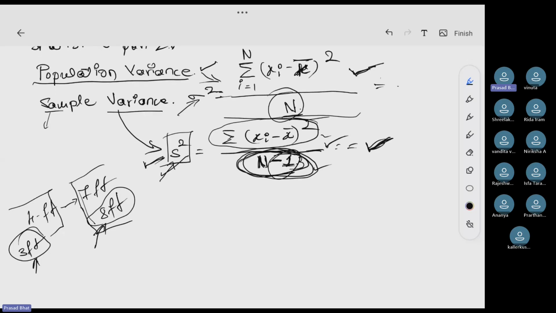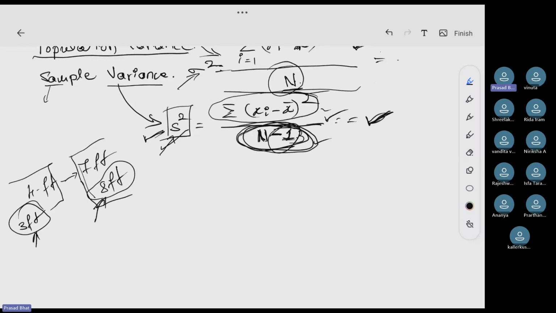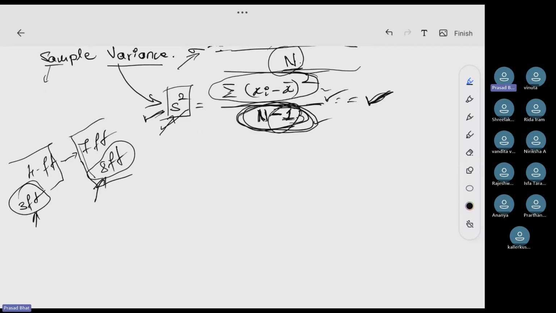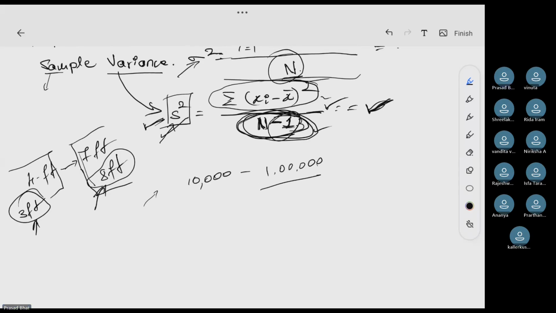However, in practice, what people do is, if the sample space is covering more than 90-95% of the population, for example, if I am trying to collect some data regarding animals, and maybe 90-95% of all the animals on the planet have been covered in the survey, or the sample space is more than, say, 10,000 or 1 lakh, then generally the difference will not be observable.